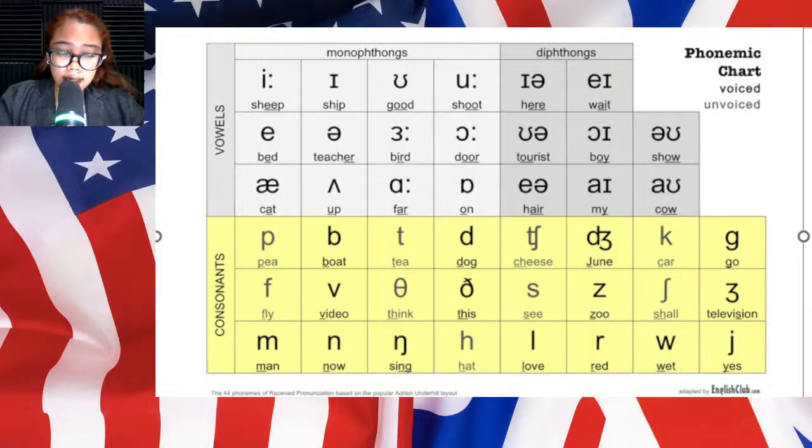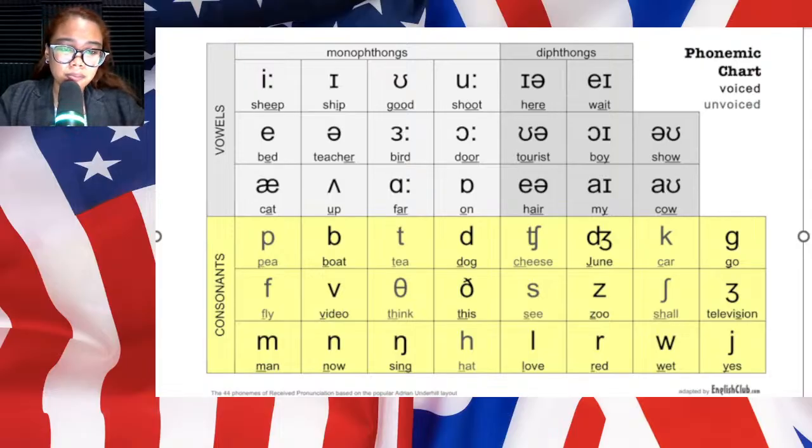Bat, B-A-T, an animal. You start with that firm lip closure, you add your voice, and then you pop the air out into the vowel sound. Or consider the word baby. You have two B consonants there, giving the word its soft rhythmic quality.